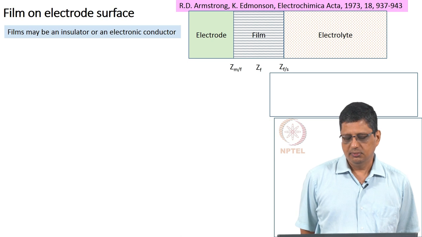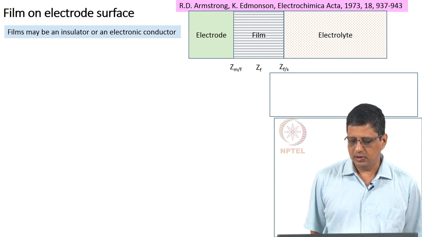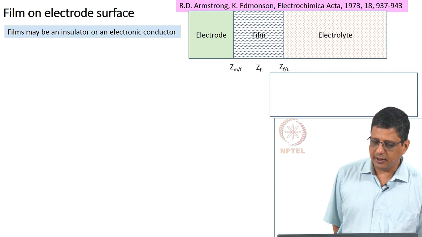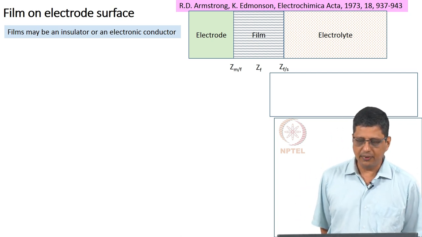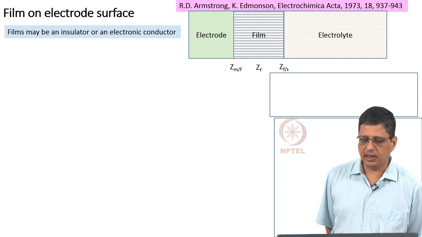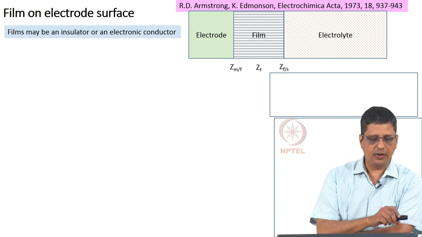Very early, Armstrong and Edmondson proposed the following picture for this. You have an electrode with a film and the electrolyte on the other side. You have a metal film interface, you have a film in between, and you have a film solution or film electrolyte interface, and the impedances Z metal film and ZFS. So he proposed a model for that.